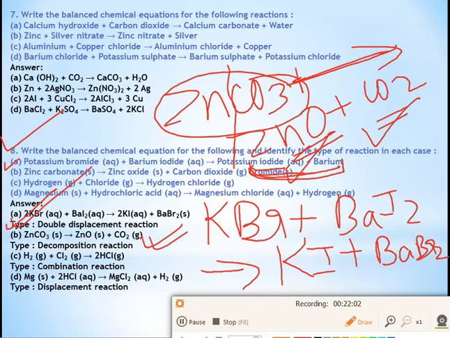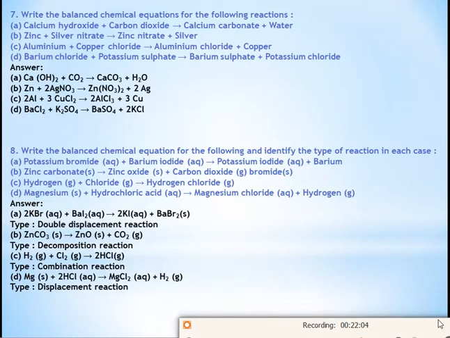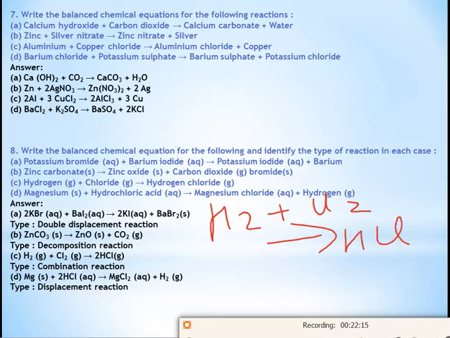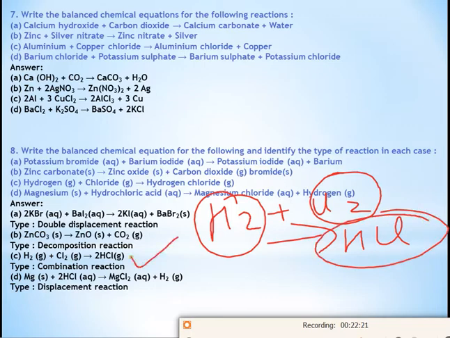Now let's take up question number C. Hydrogen, H2, plus chlorine gives you hydrogen chloride, HCl. So it is a reaction of which type? Combination reaction. 2 reactants are combining to give you a single product. So it is an example of combination.